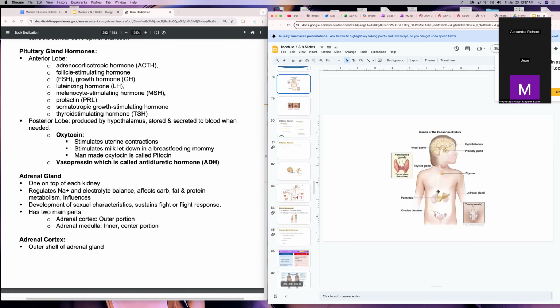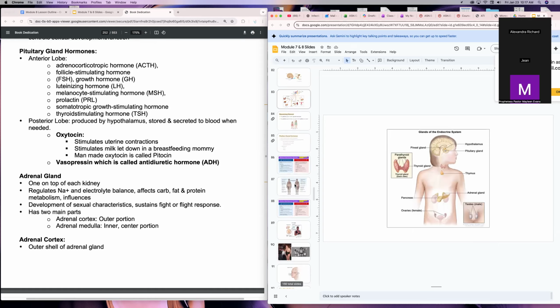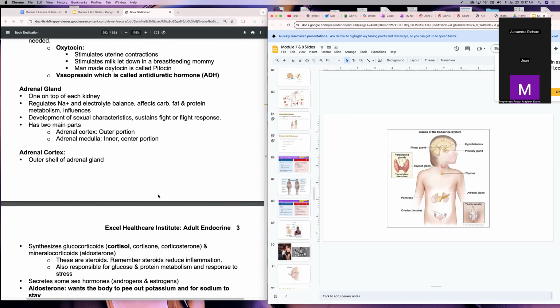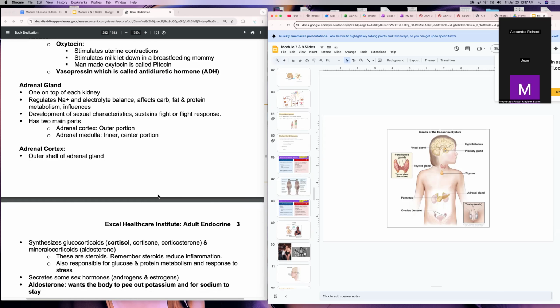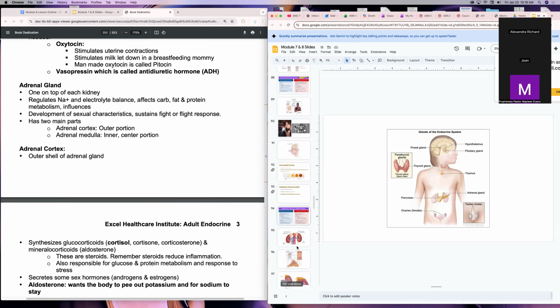Next up is the adrenal gland. You have one on top of each kidney. The adrenal glands regulate sodium and electrolyte balance, affect carb, fat, and protein metabolism, and the development of sexual characteristics. They sustain the fight or flight response.